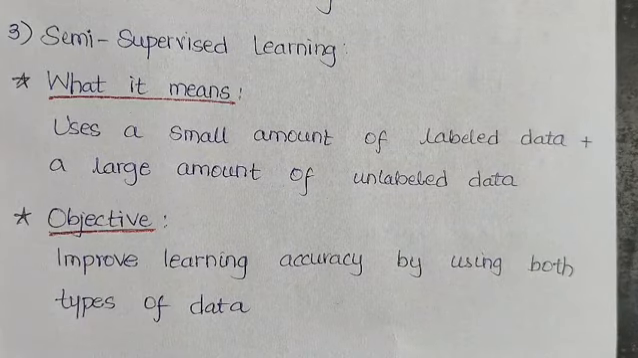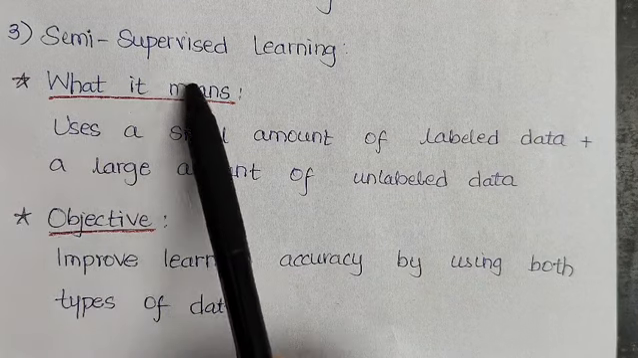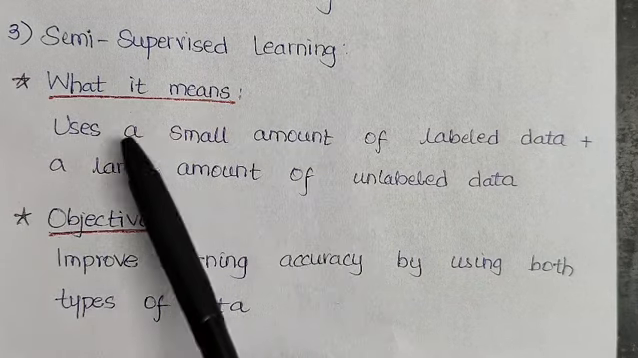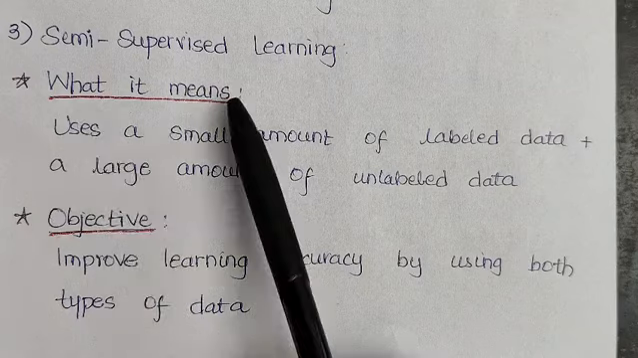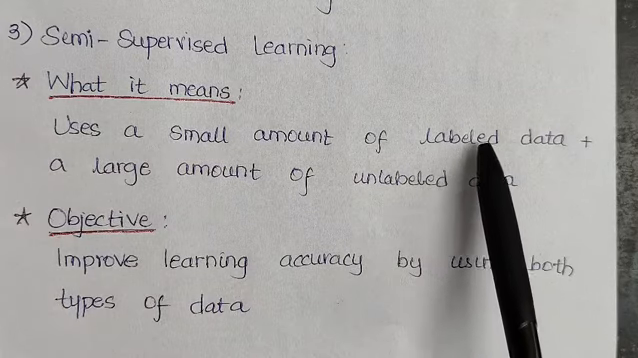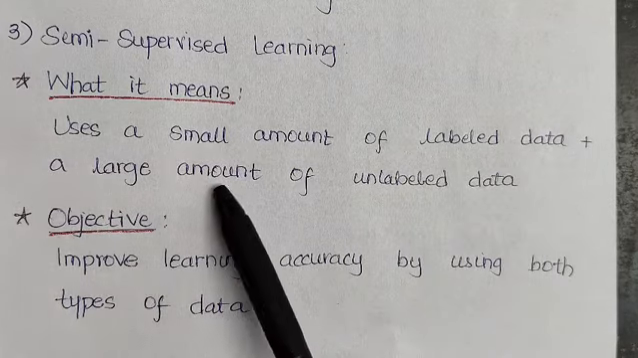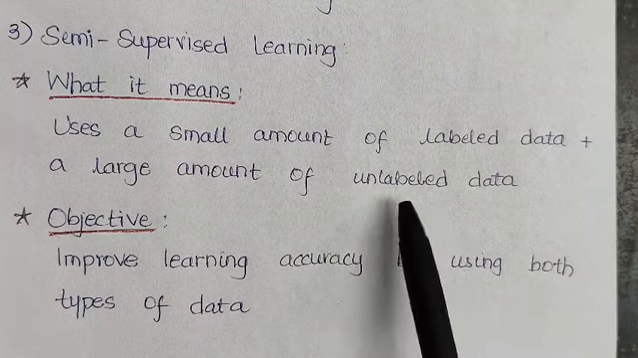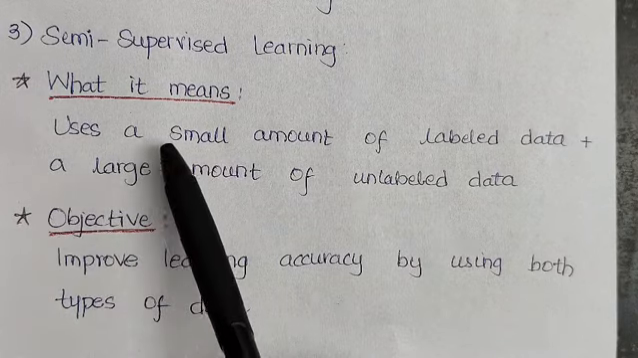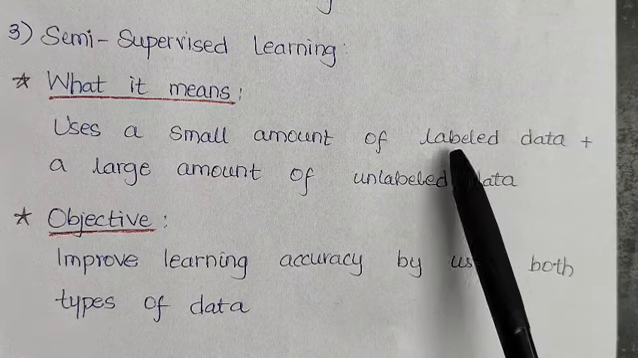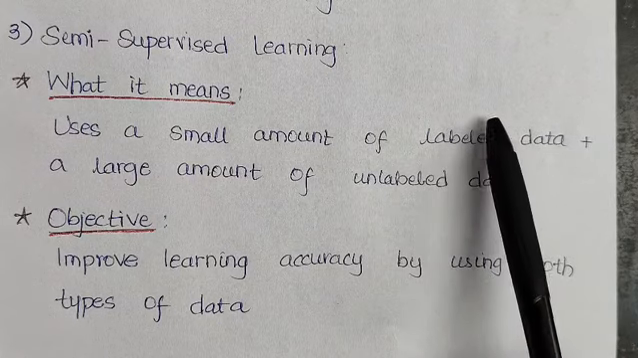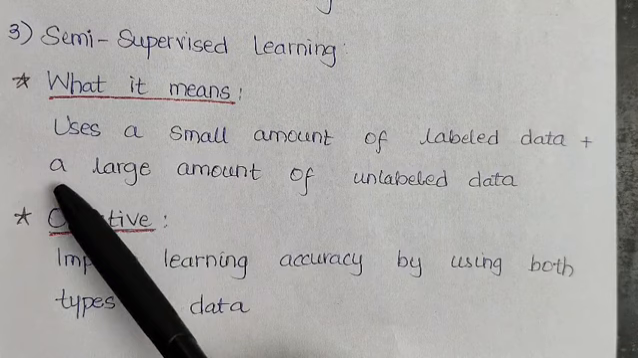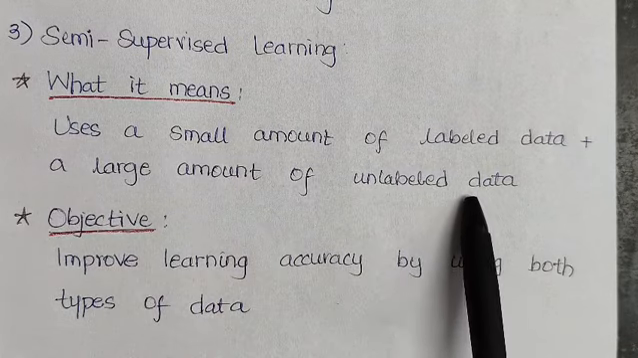The next type of AI learning model is the semi-supervised learning model. What it means: semi-supervised learning uses a small amount of labeled data plus a large amount of unlabeled data. Labeled data means input plus correct output, and there is also the large amount of unlabeled data.